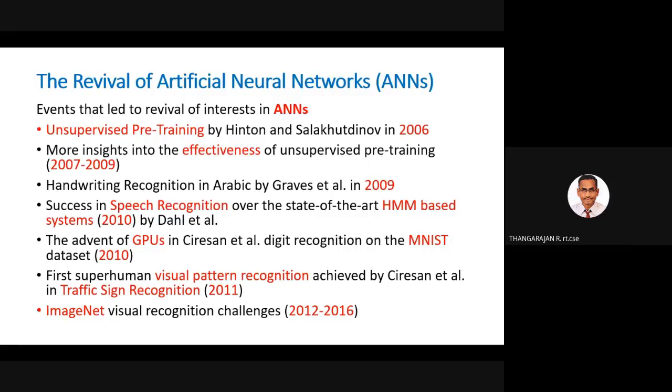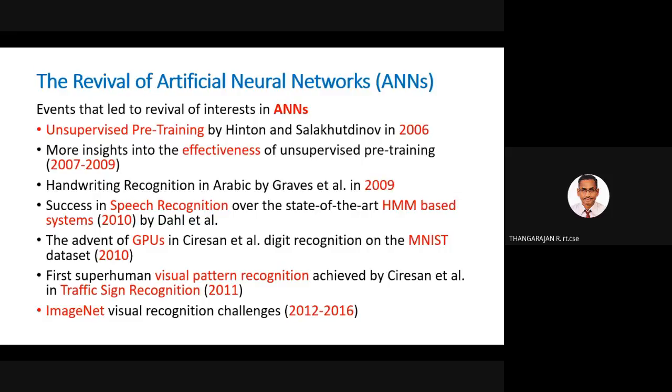You can see in the literature that HMM based systems can do speech recognition with more than 90% accuracy. But when it came to neural networks, they could not match the accuracy of the then state-of-the-art system. But in 2010, Dahl et al. built a speech recognition system based on neural networks, and that could actually perform better than the state-of-the-art HMM-based system.